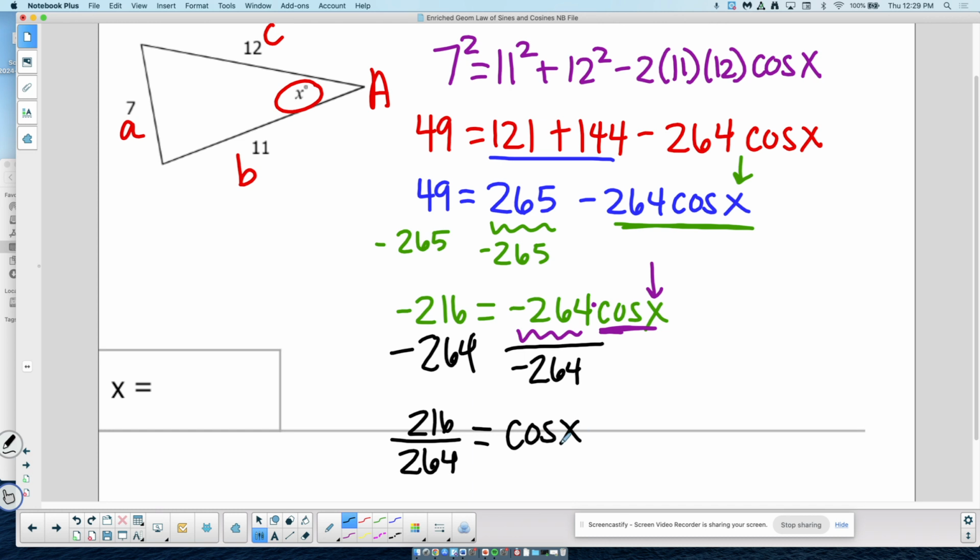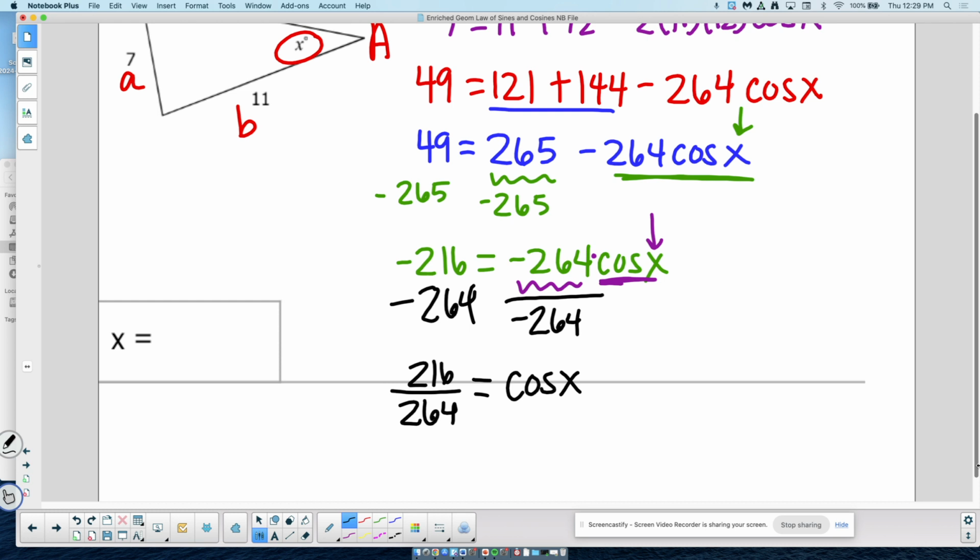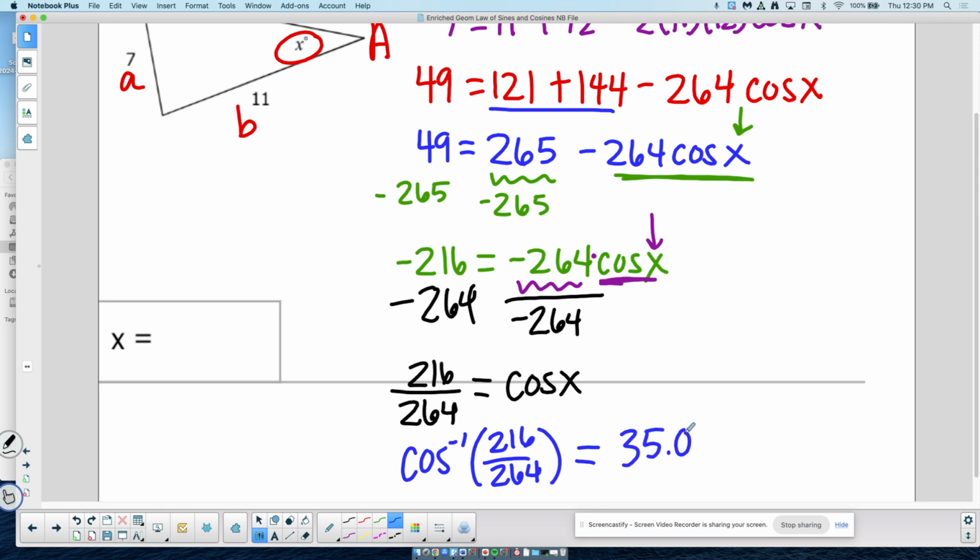Now think, this is a problem that you had last week. We're looking for an angle measure. How do you undo cosine? We take the inverse. So we want cosine inverse 216 over 264. Type that into your calculator. We should get 35.09. So 35.1 for our angle measure. A little different than finding a side, but again, the math is simple once you plug into that equation.